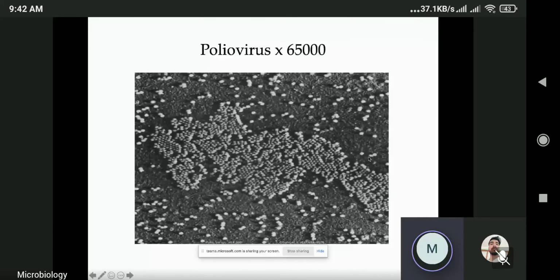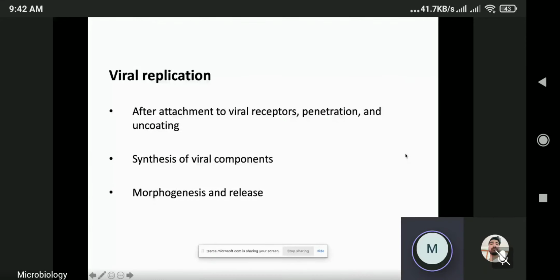attach with the specific receptors, penetrate inside the host cells, uncoating takes place and they synthesize the viral components, and finally these viral components or precursors assemble and then get released from the cell. So this is how they replicate. Okay, see here, the receptor is very important to engage. Since the receptors for the poliovirus are in the GI, gastrointestinal tract, that's why we acquire infection by ingestion.